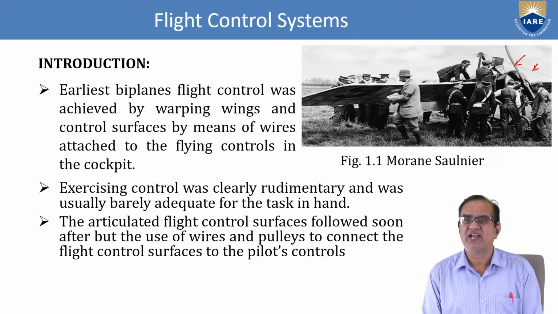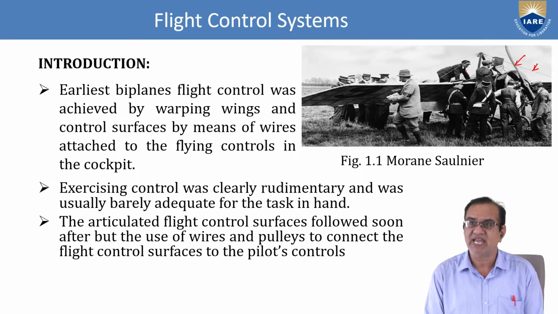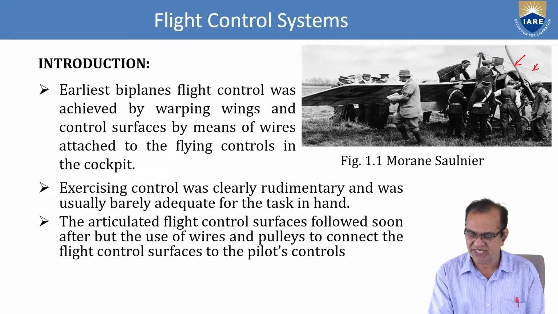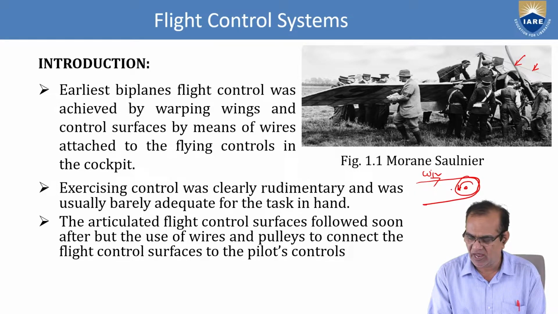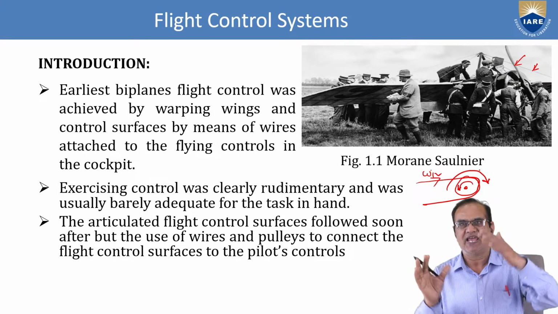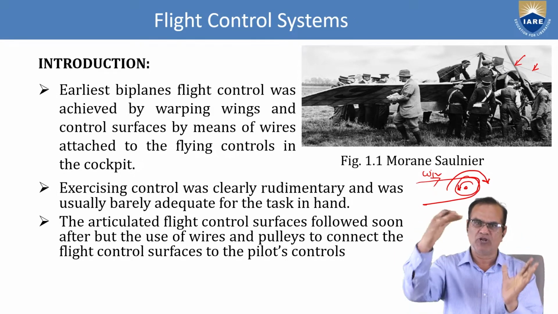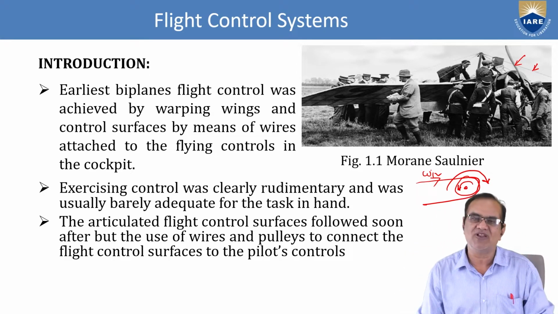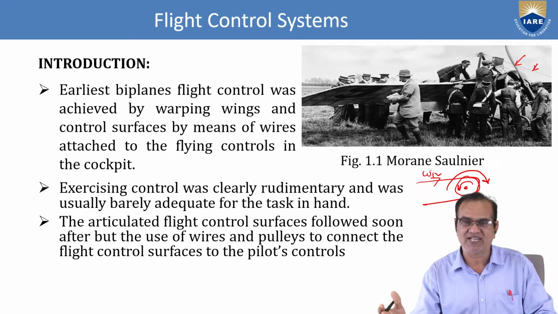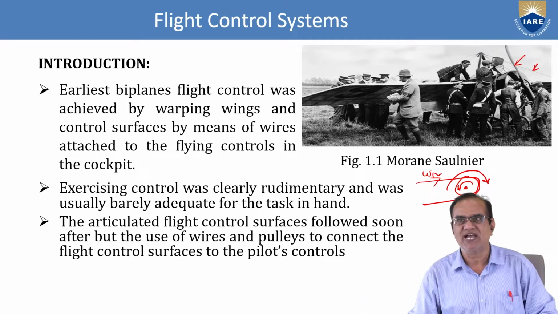The articulated flight control surfaces followed soon after, but the use of wires and pulleys to connect the flight control surfaces to the pilot control. So the pulleys and the wires were used to change the direction. This is the pulley and the wire will come from this side. If the wire is moving, your pulley will also move in this or in this direction. Accordingly, your control will be deflected and the direction of the flight you can achieve.